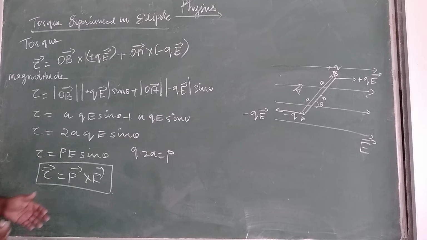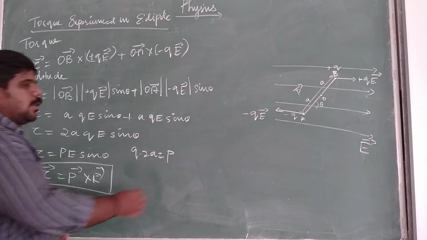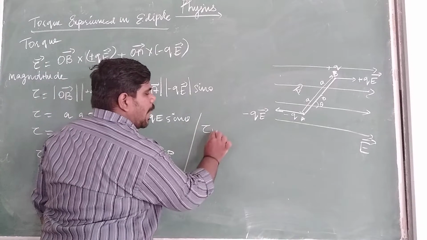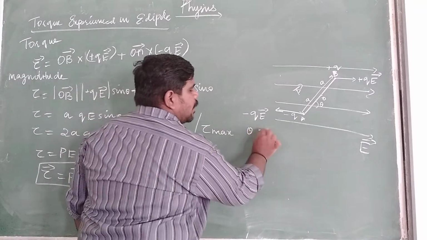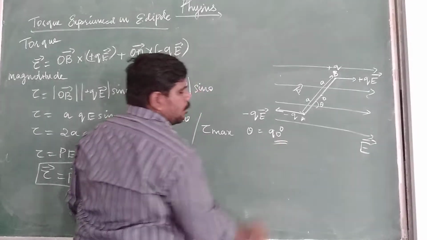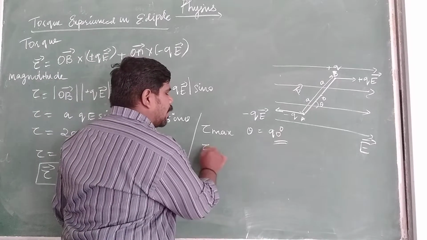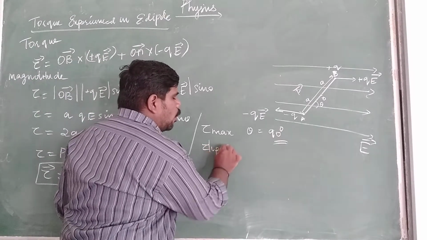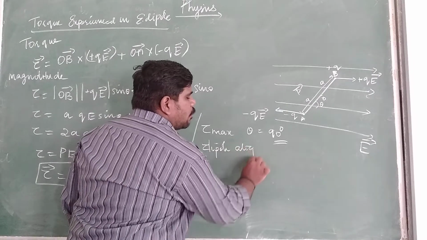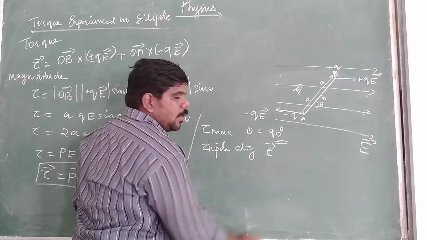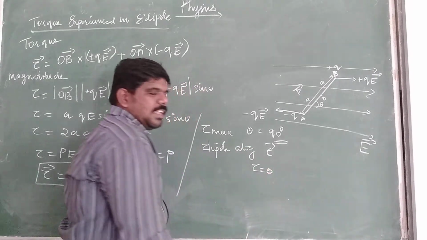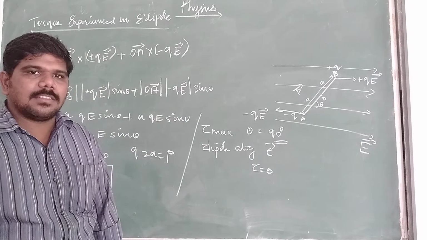So the torque will be maximum when theta is equal to 90 degrees. When the dipole is aligned in the direction of the electric field, the torque will be 0.